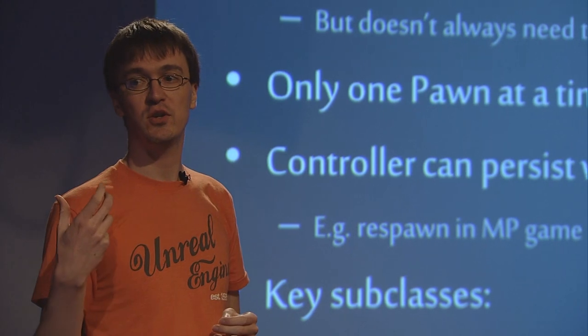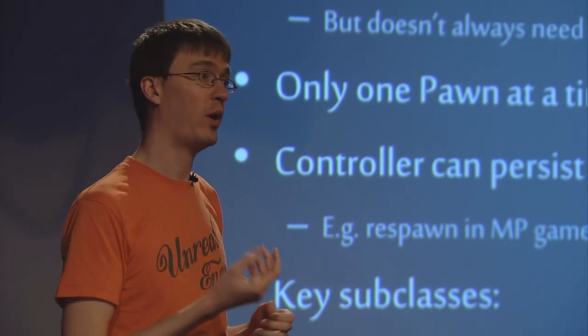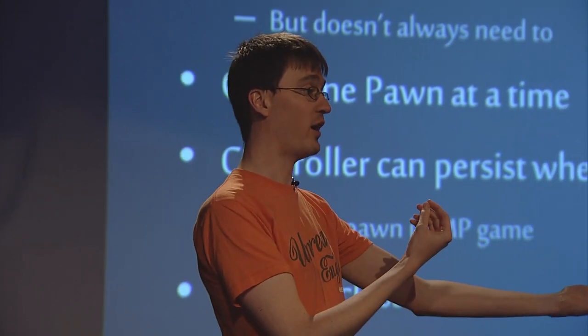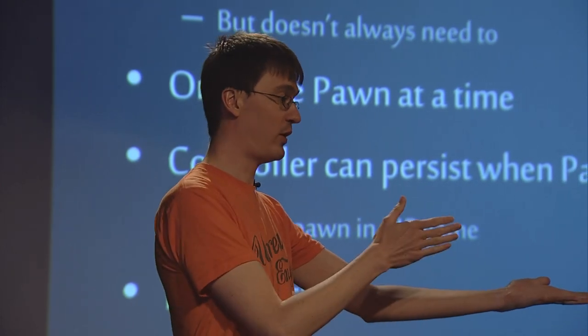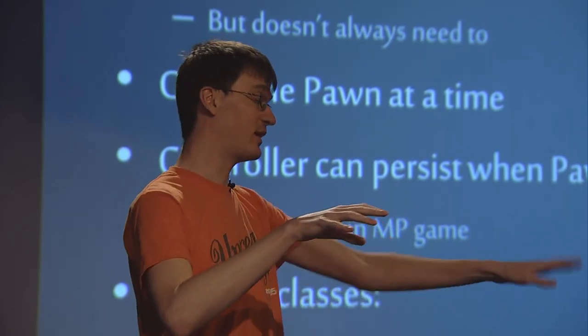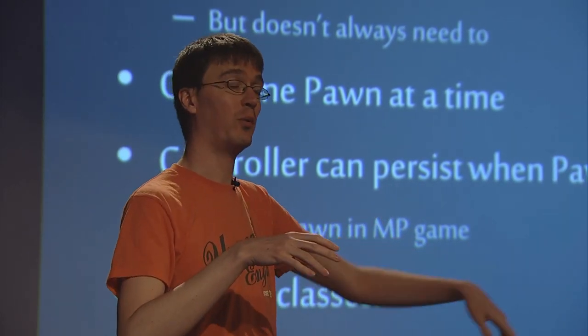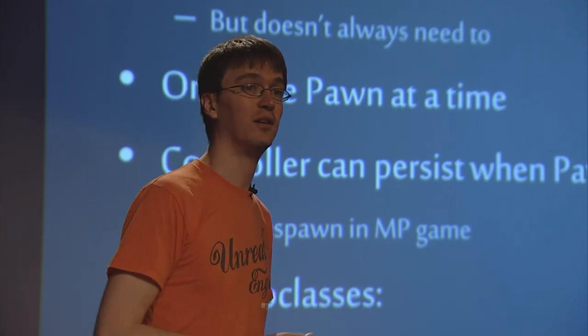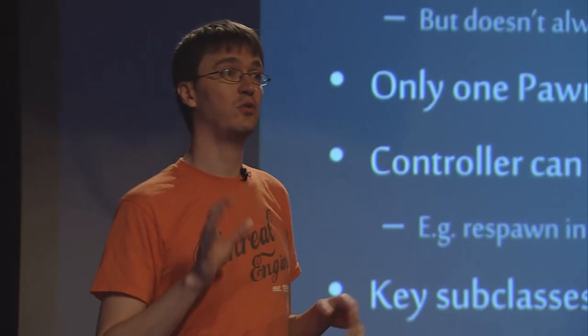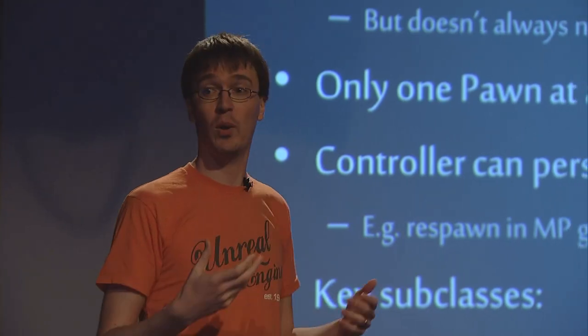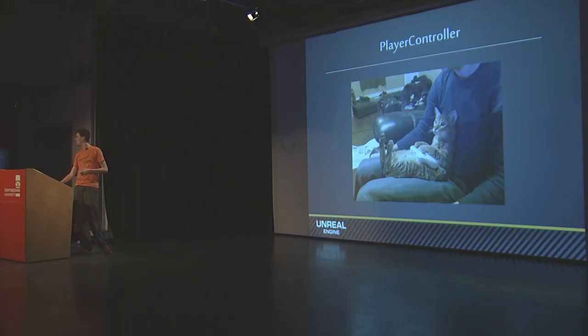It also means in situations like a multiplayer game, where I'm playing as a pawn, that pawn dies, and I respawn, so now I change my controller to possess this pawn instead, but I can leave that one alone as a corpse on the ground or whatever. And it's just a logical way to group things. So it's useful when you start building a game to think about what belongs where. Player controller, or cat controller, I suppose.